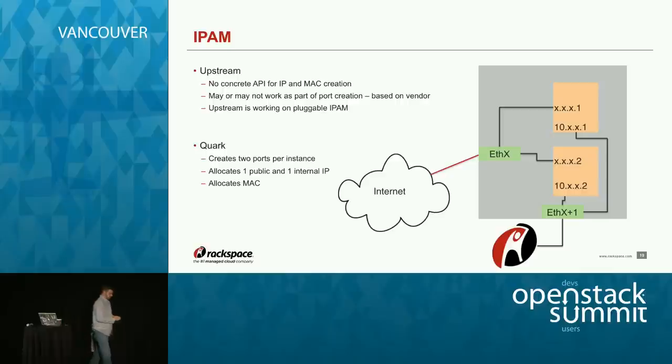How do we do the IPAM with it? Essentially, when we started, there wasn't an upstream concrete API for IPAM. It was very dependent on vendor. In some cases, you still got it, but not always. I will say, in fairness, that pluggable IPAM is being worked upstream, so full disclosure, they're fixing it. Quark, however, the way we do this is we create two ports per instance. We add an IP to each, and we allocate the MAC. And then there's kind of a rough drawing of that network setup. Instance on the host is attached to both networks.